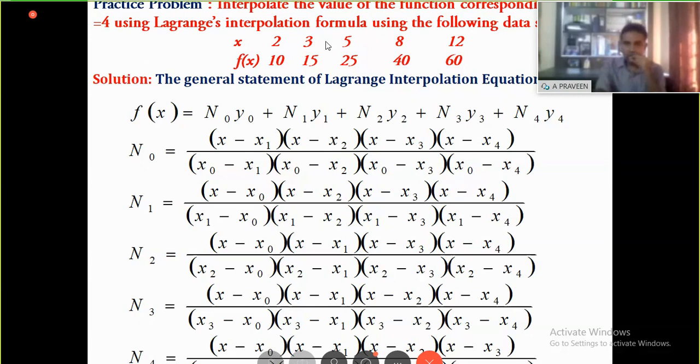Something that comes into your mind is, can I use only these two data points? That means 4 comes between 3 and 5, so I can get an interpolation between 3 and 5. Let us take that next.